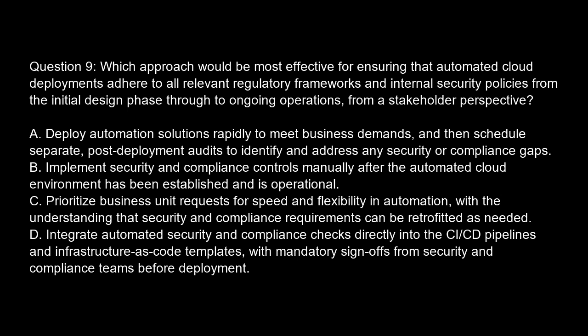Option B. Implement security and compliance controls manually after the automated cloud environment has been established and is operational. Option C. Prioritize business unit requests for speed and flexibility in automation, with the understanding that security and compliance requirements can be retrofitted as needed. Option D. Integrate automated security and compliance checks directly into the CI/CD pipelines and infrastructure as code templates, with mandatory sign-offs from security and compliance teams before deployment.